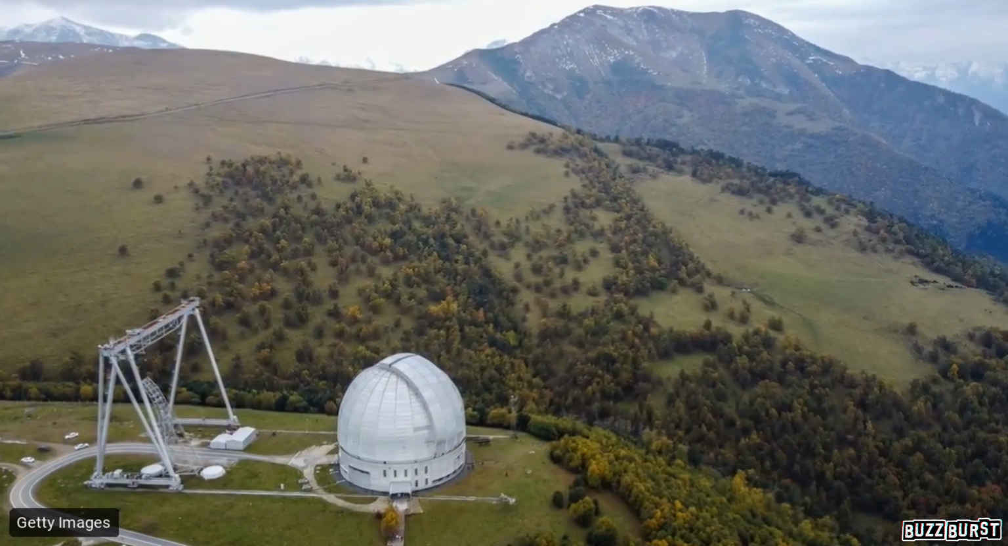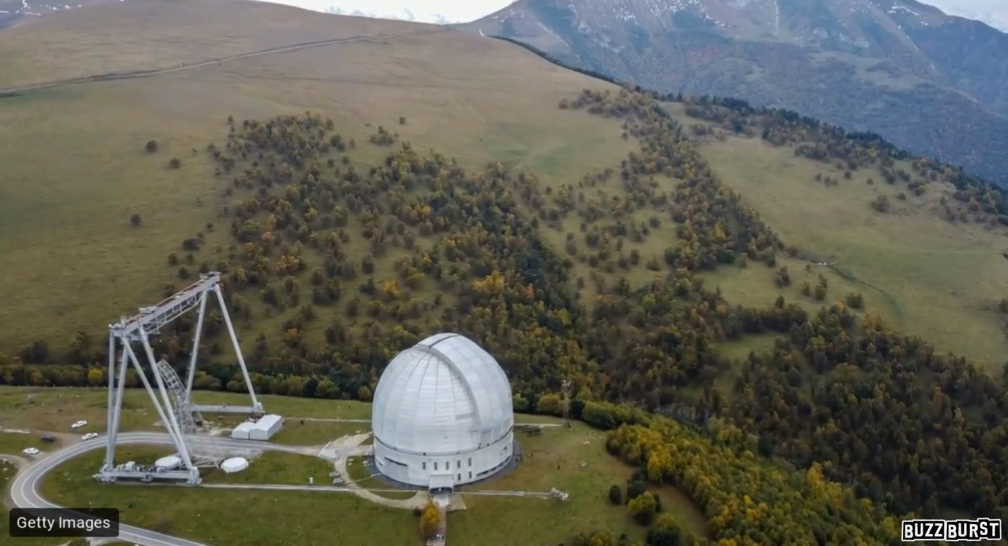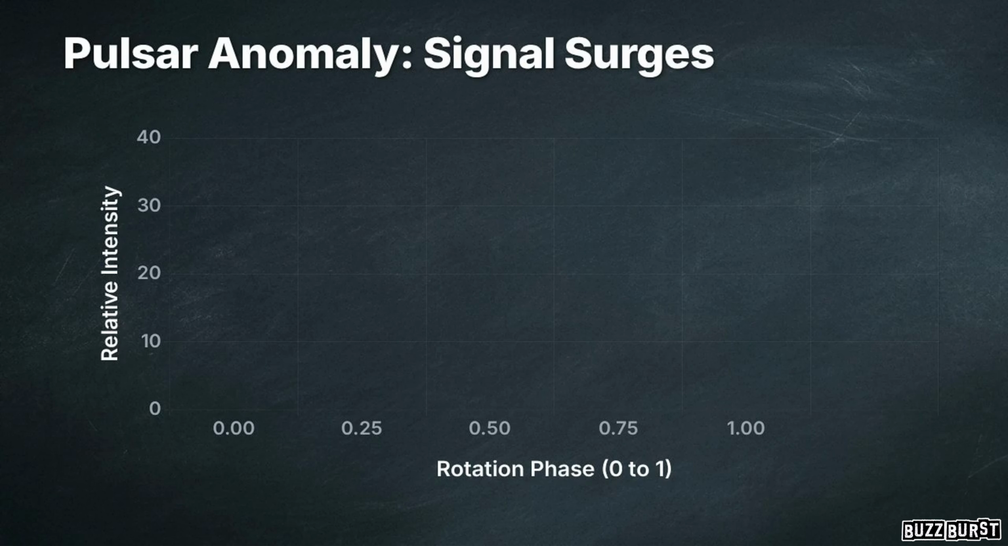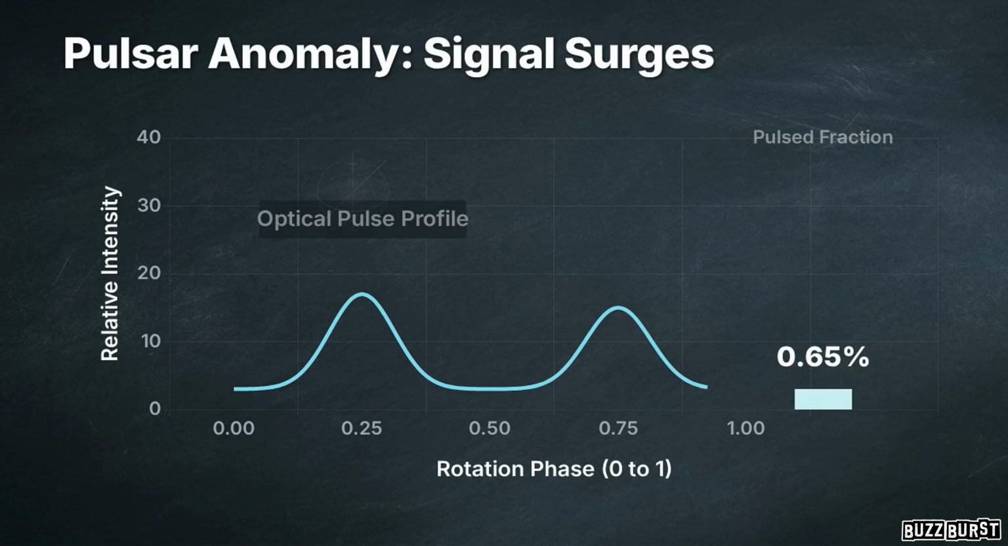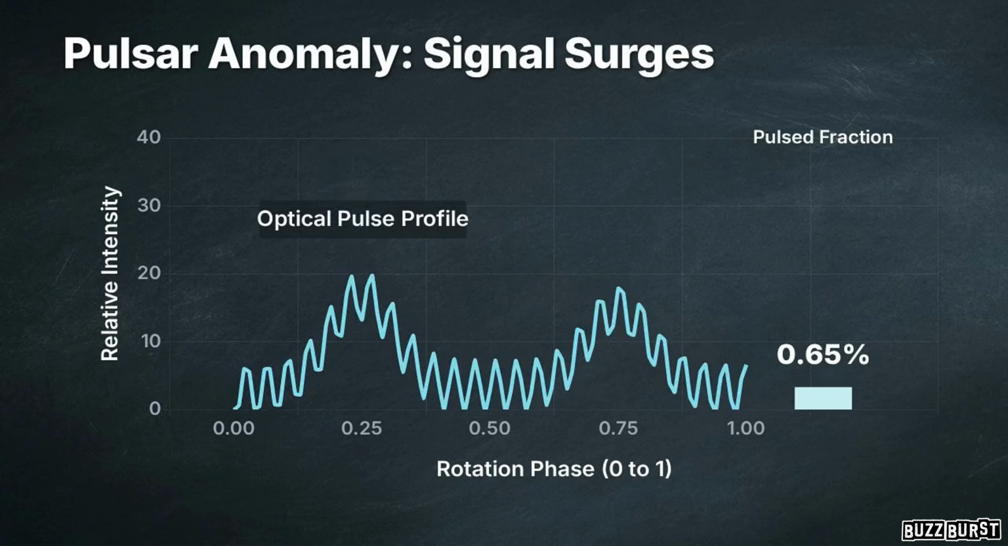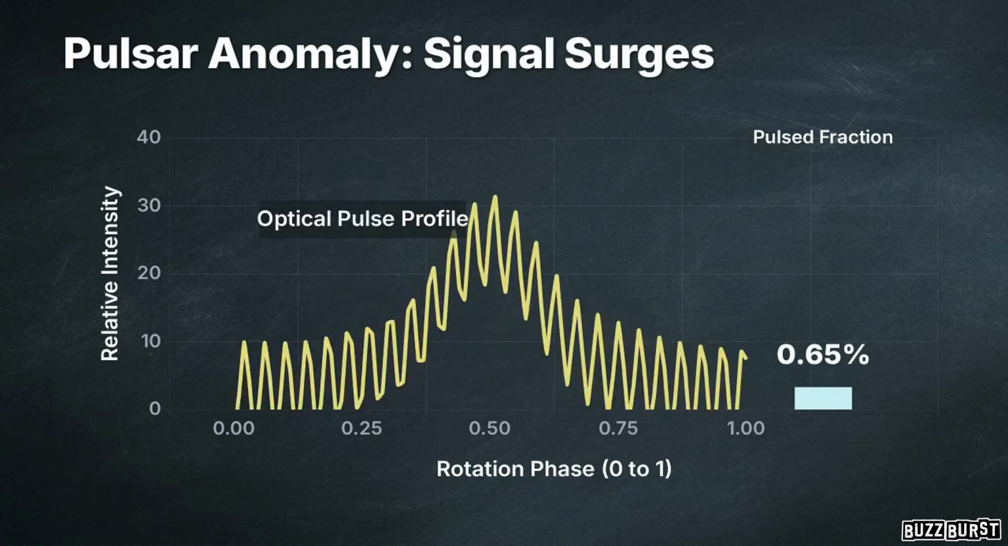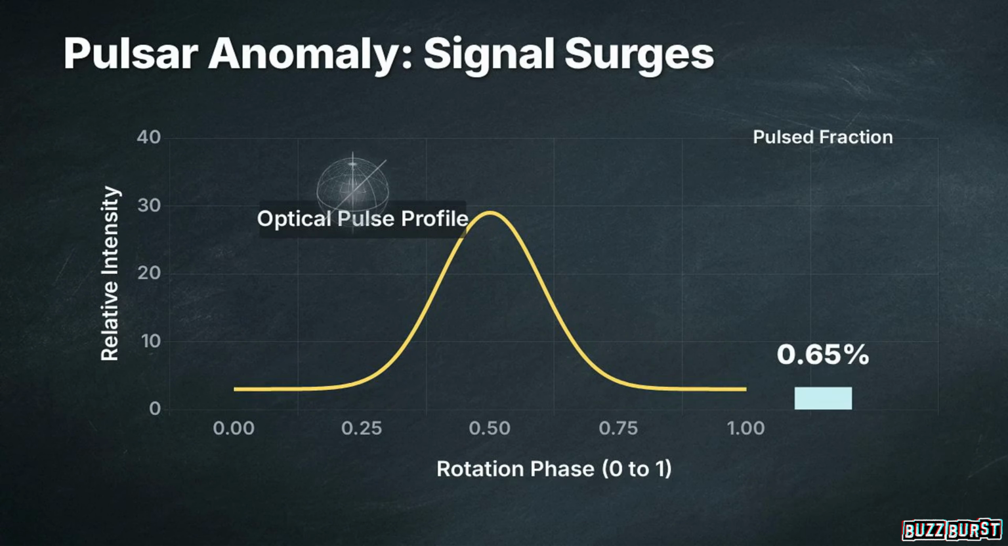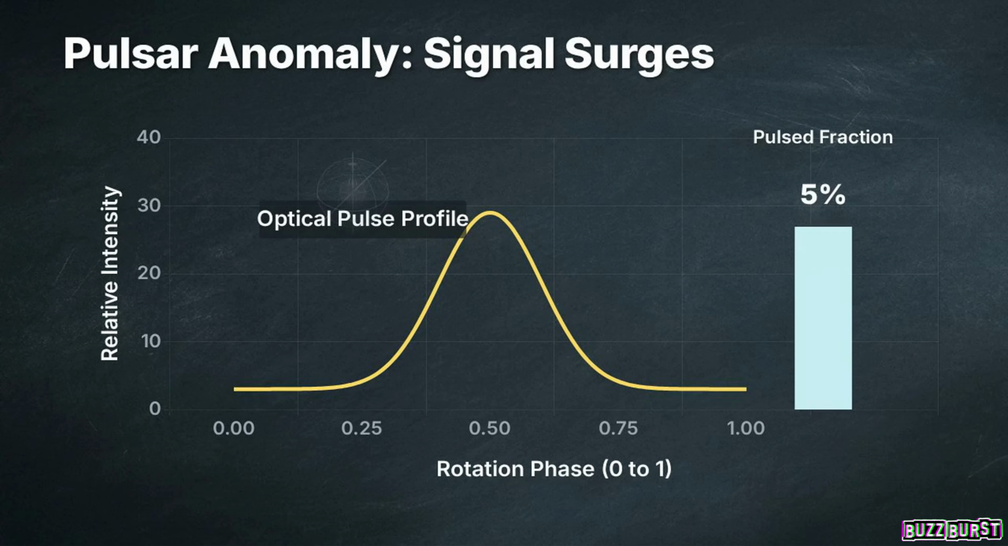In 2017, the 6-meter BTA telescope captured a rare event, where the pulsar's stable optical profile abruptly changed on a timescale of just a few seconds. Normally, this system displays a double-peaked profile. We expect two distinct pulses per rotation, originating from energy re-emitted as pulsar wind hits surrounding matter. But for 220 seconds, that double-peaked shape disappeared entirely, replaced by a smooth, single-peaked profile. The strength of the pulsing signal, the pulsed fraction, surged from a baseline of 0.65% to over 5%.